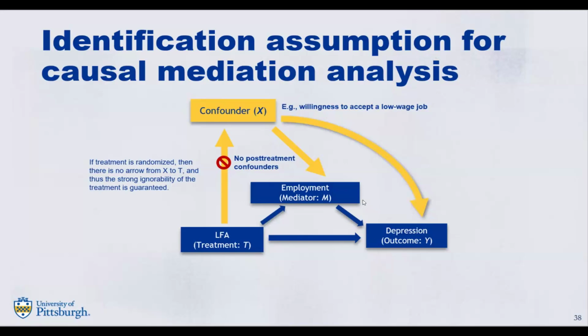However, if the treatment is not randomized, there will be confounders of the treatment-mediator and treatment-outcome relationships. Omitting these confounders would also lead to bias. Therefore, it is important to include such confounders in the analysis. Otherwise, causal conclusions regarding the mediation mechanisms would be invalid. And as I mentioned, you should also conduct a sensitivity analysis to assess the influence of unmeasured confounders.